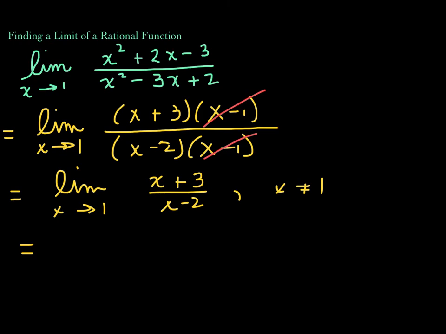Okay? Now we can apply the rational functions rule directly. This is rule number 7. And we can just go ahead and plug 1 in. So this is going to be 1 plus 3 over 1 minus 2. This was a very important example. So what is this? 4 over negative 1. So then the limit is negative 4.